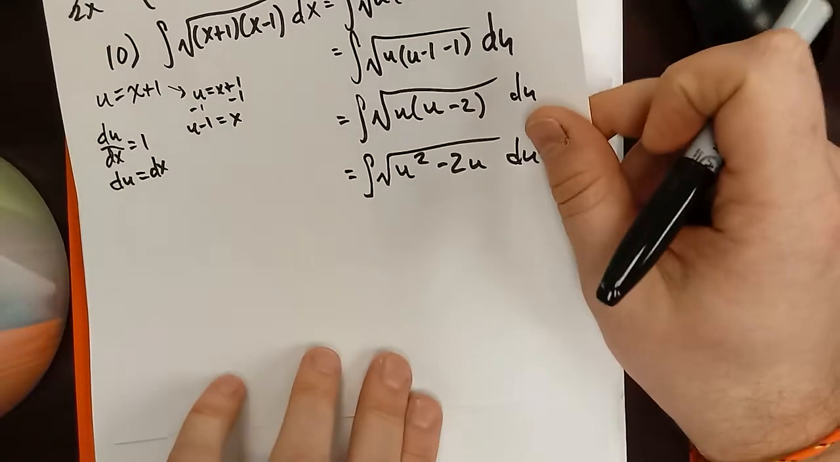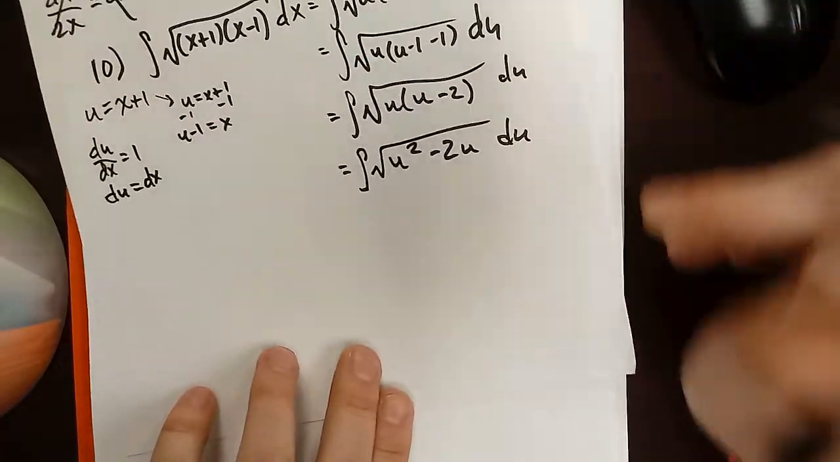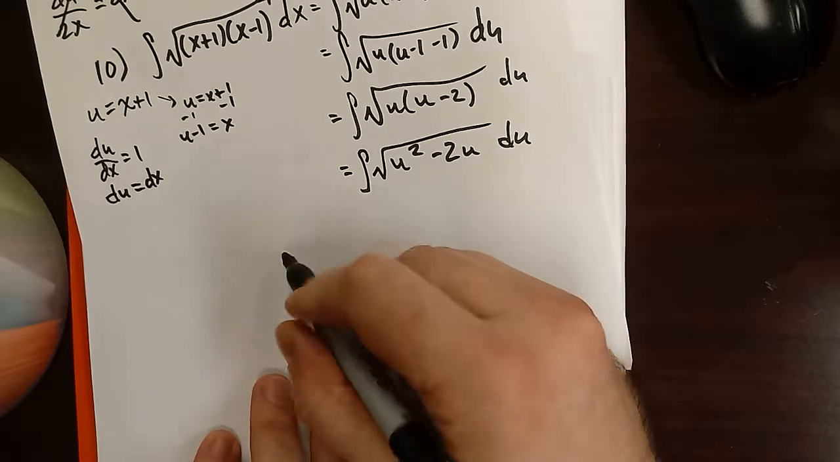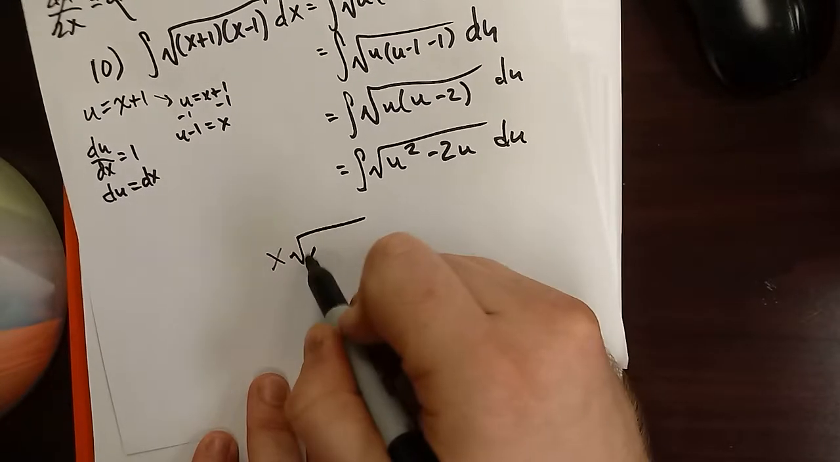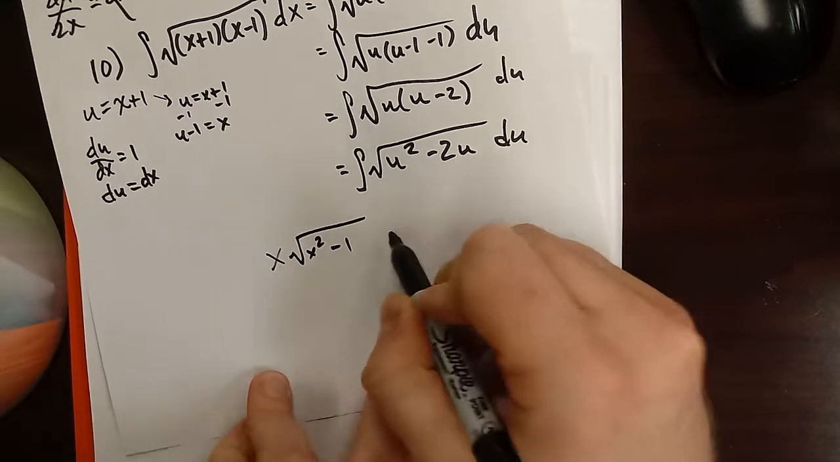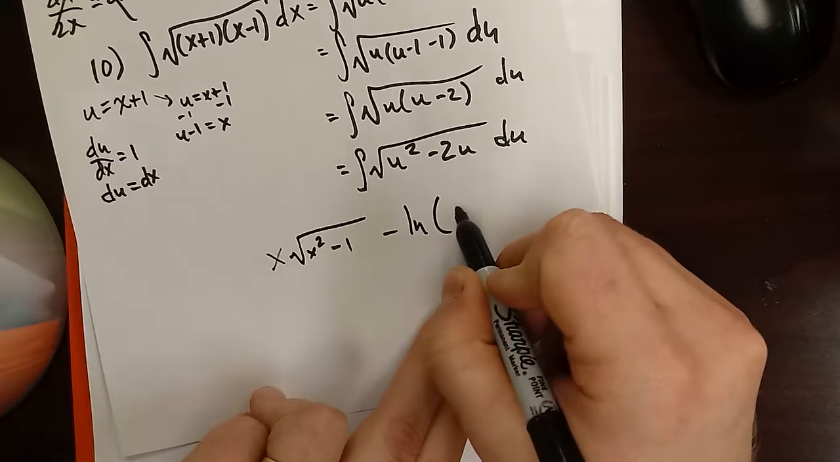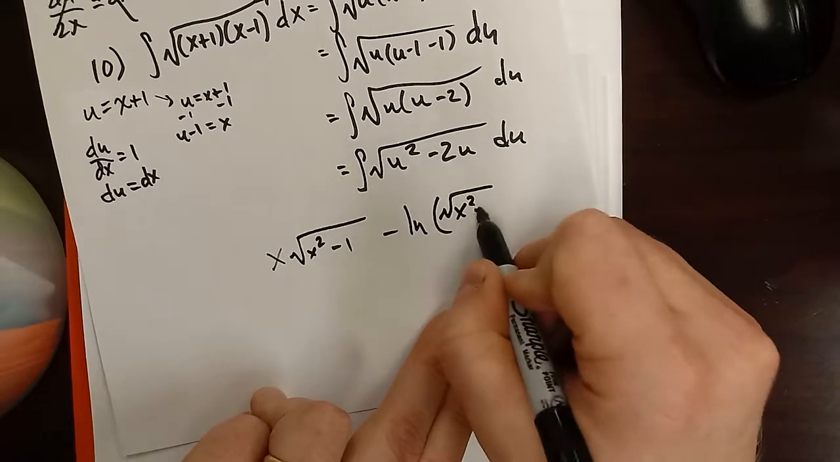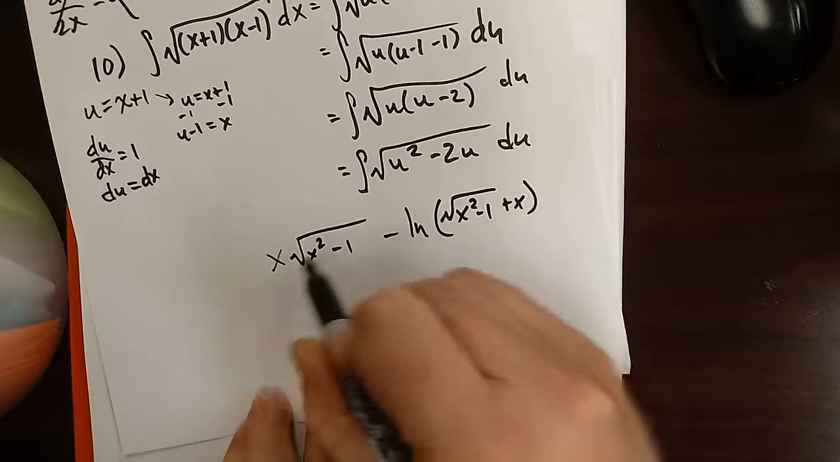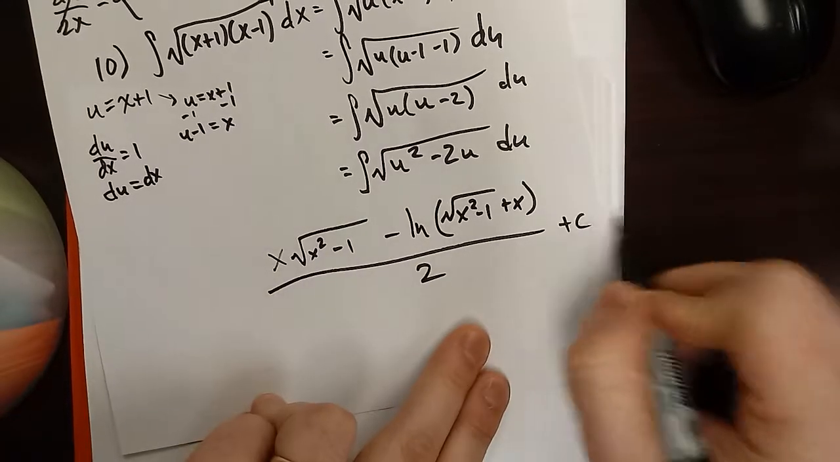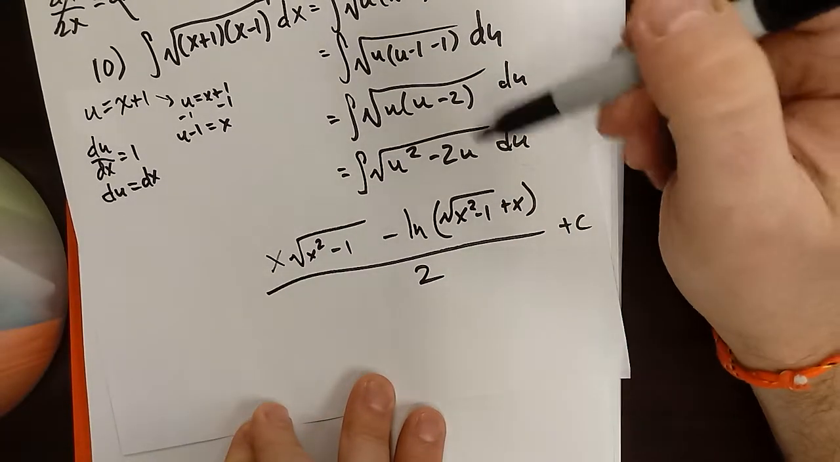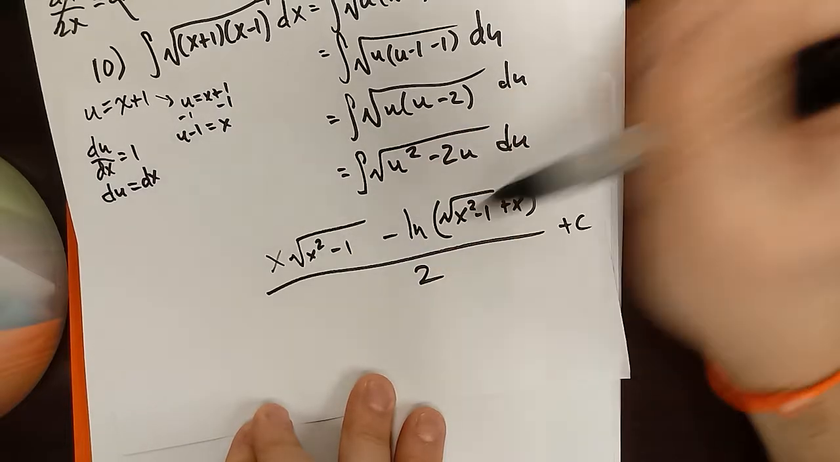If you want to see what we can take the derivative of to get it, sorry, it's this. It's x root x squared minus 1 minus the natural log of the square root of x squared minus 1 plus x, all over 2, and we'll have plus c on the end. So yeah, if you really wanted to know, it's that. So hooray, isn't that great?